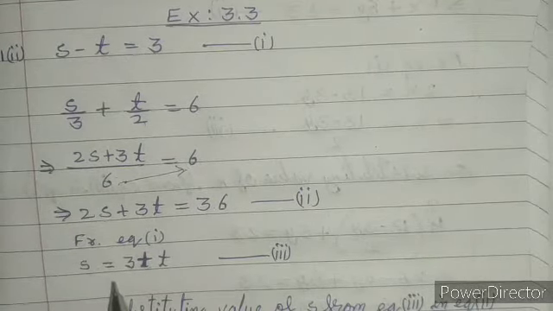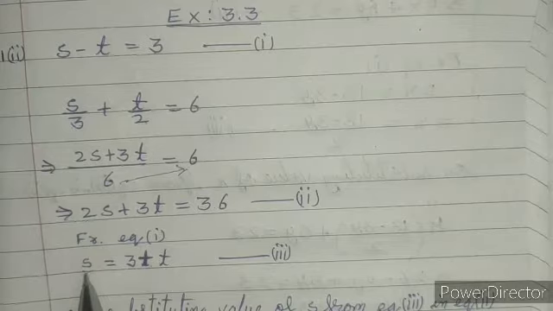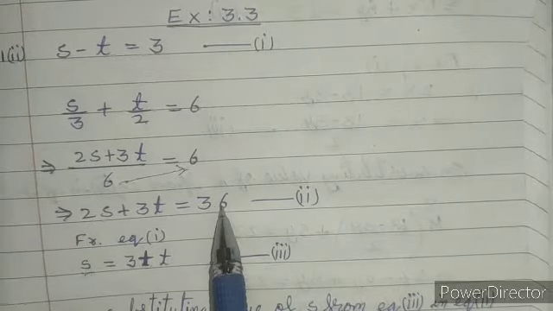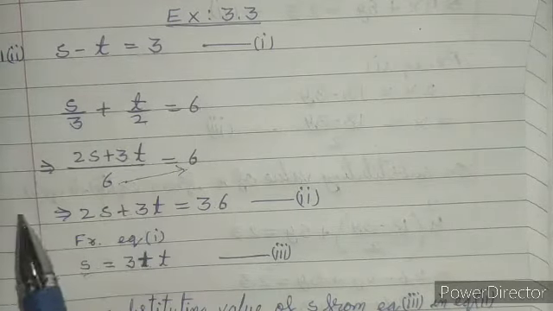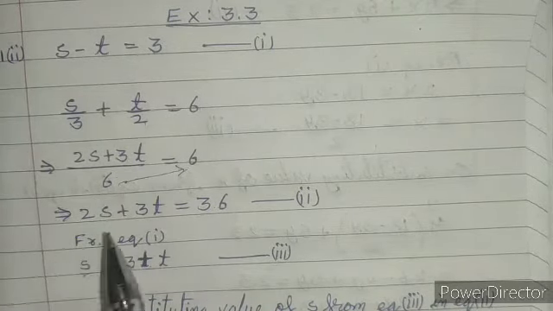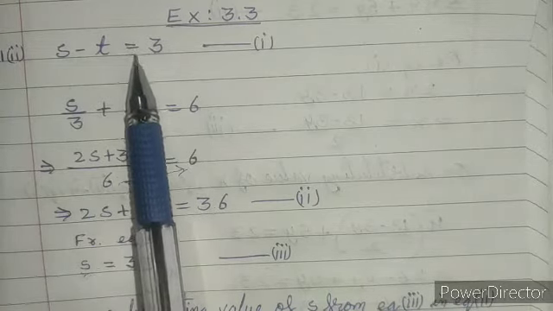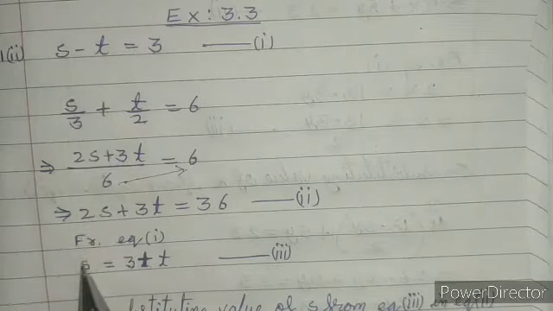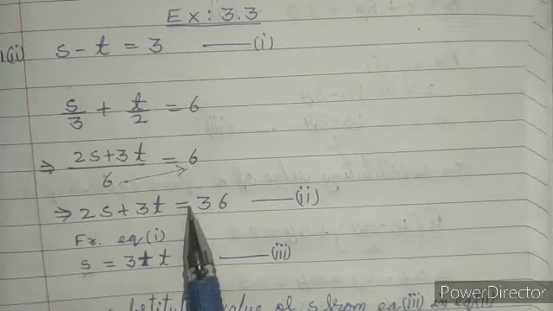Now in the second step we will substitute the value of the variable which we have obtained. Here we have obtained the value of s. We will substitute the value of s in equation second as we have obtained it from equation first. If we get the value of s from equation second, then we substitute it in first. Here we obtained s from first, so we substitute it in equation second.